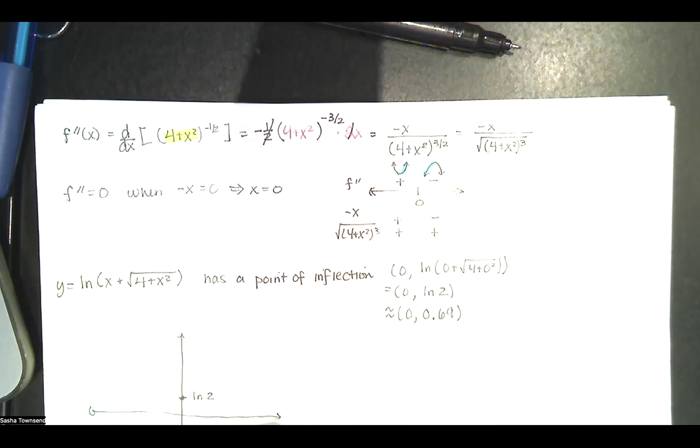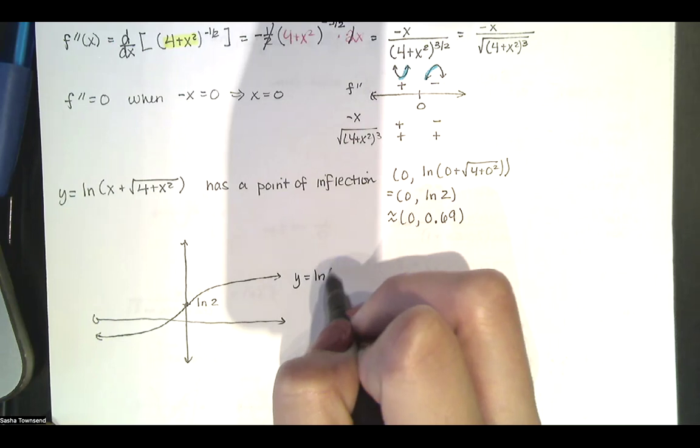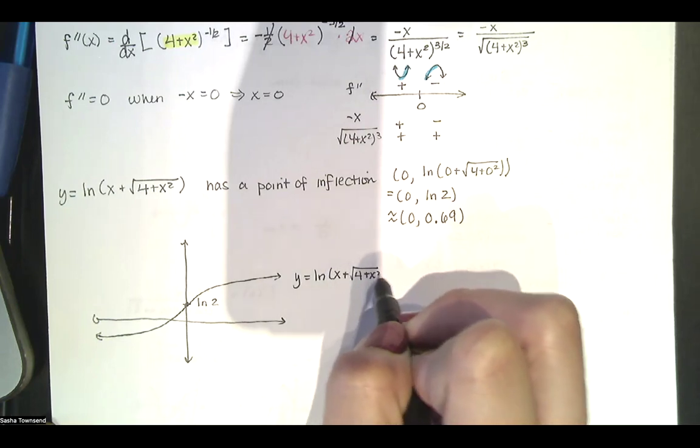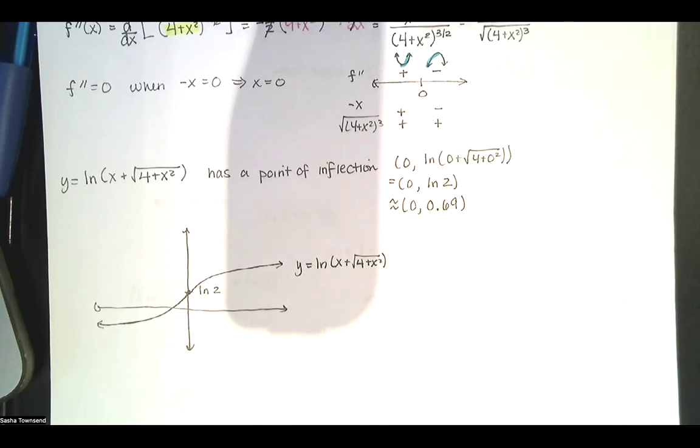The function's increasing the whole time, and it's concave upward on this side. And then it's concave downward on this side. See how I tried to draw it like that, concave upward but increasing? And I tried to draw it like that, concave downward but increasing. I think that's my graph of y equals the natural log of x plus the square root of 4 plus x squared. And let's look at that on Desmos. And then I think we'll be done with, at least, these examples of functions involving the logarithm and their graphs.